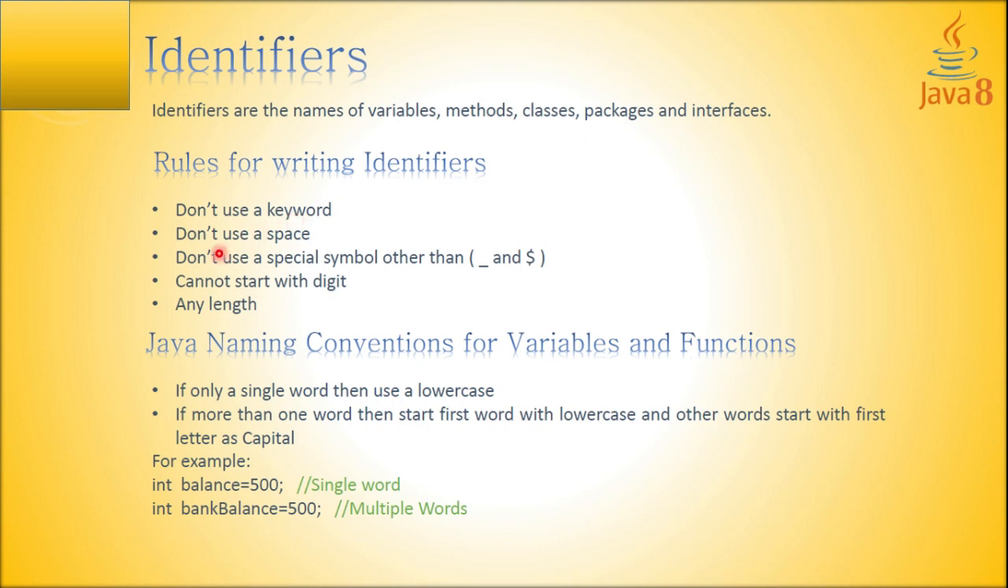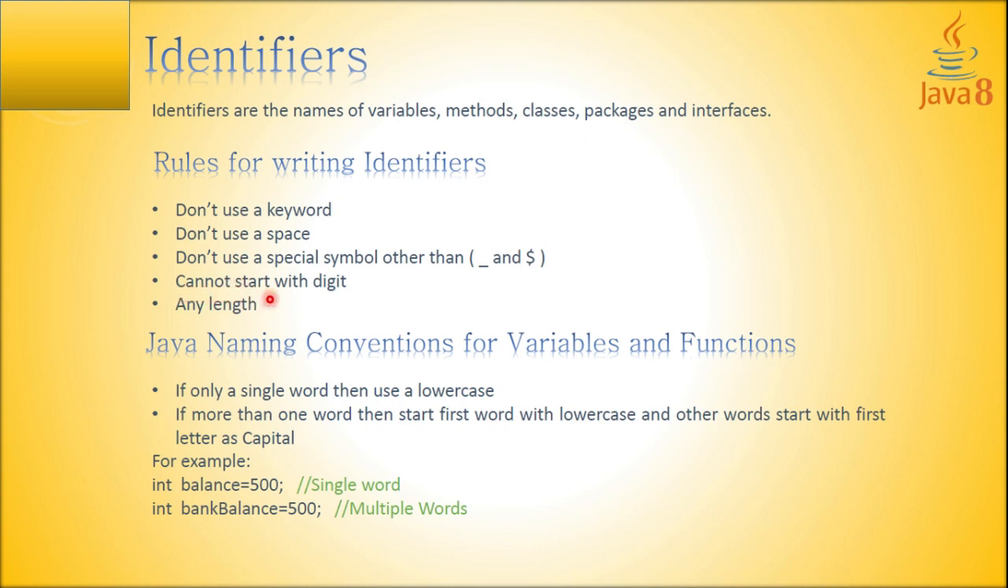Now, don't use a space in between identifier names. Space is an invalid character for giving names for identifiers. Next, don't use a special symbol other than, this is not hyphen, this is underscore and dollar symbol. The only two special symbols that can be used in an identifier are underscore and dollar symbol. No other symbol can be used, and space cannot be used.